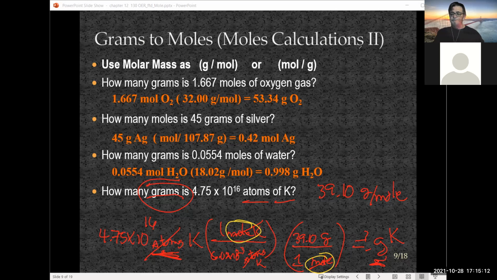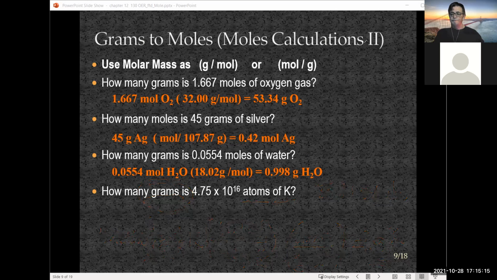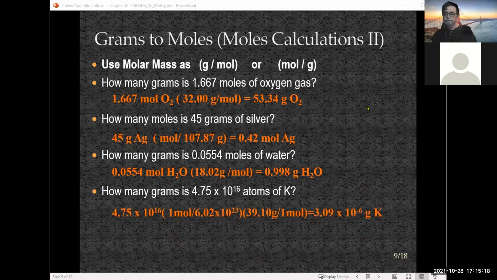So now I can simply do the math. And my answer is 3.09 times 10 to the negative grams. Again, it gives you a perspective as to the differences here with respect to the number of atoms and the weight. This 4.75 times 10 to the 16 atoms of potassium, that's a large number. Now, obviously not quite as large as Avogadro's number, and it's still pretty hefty.